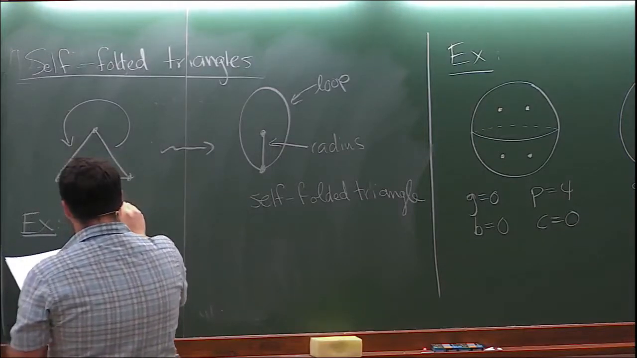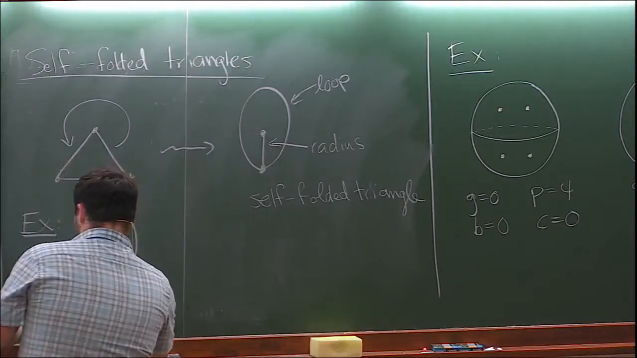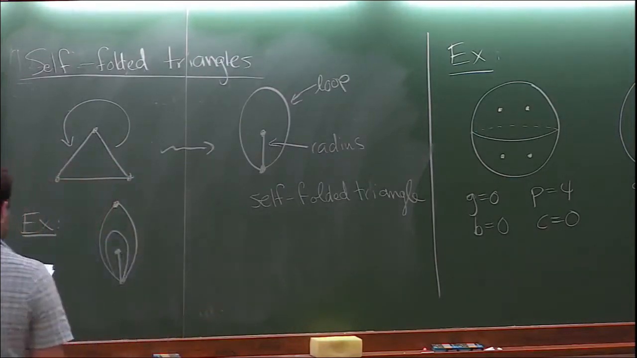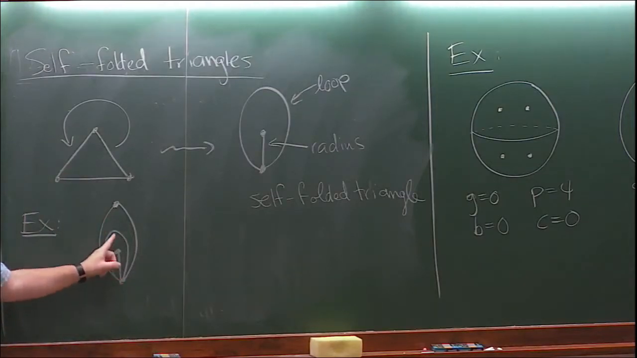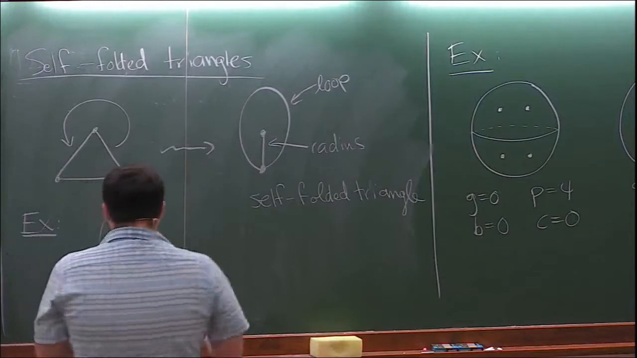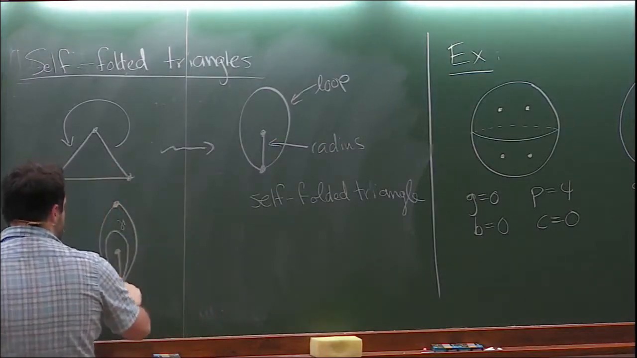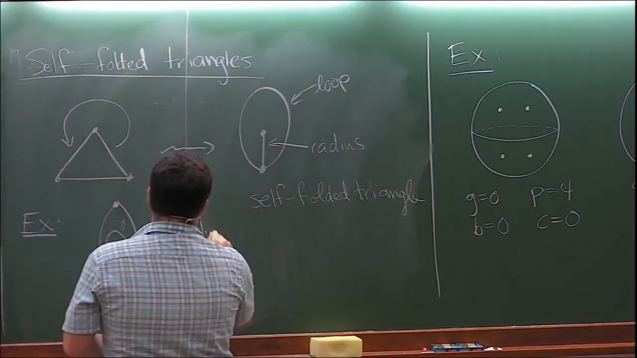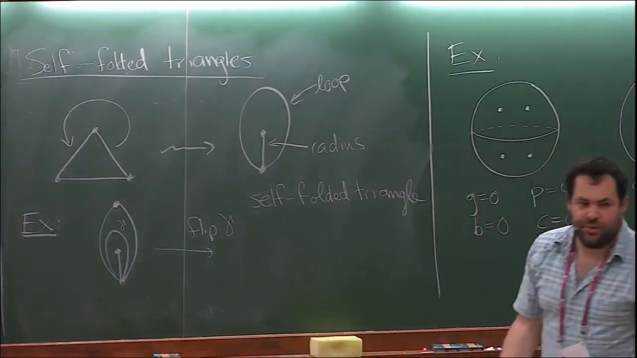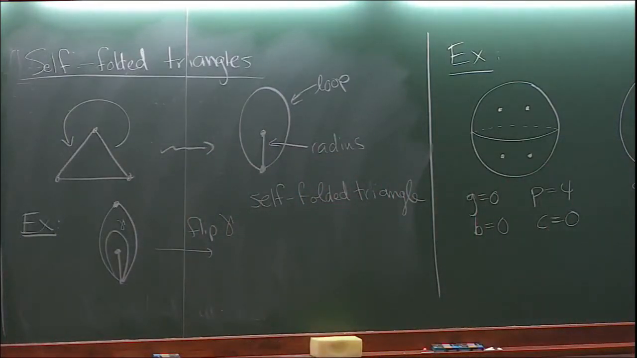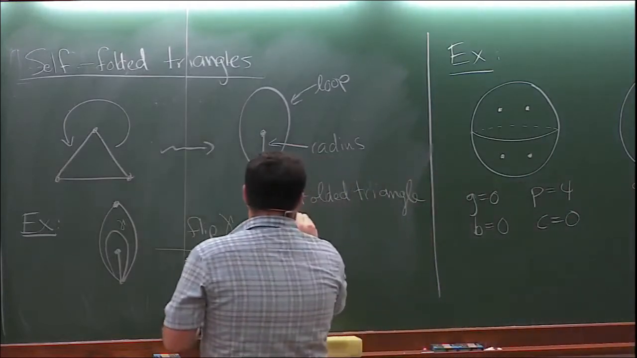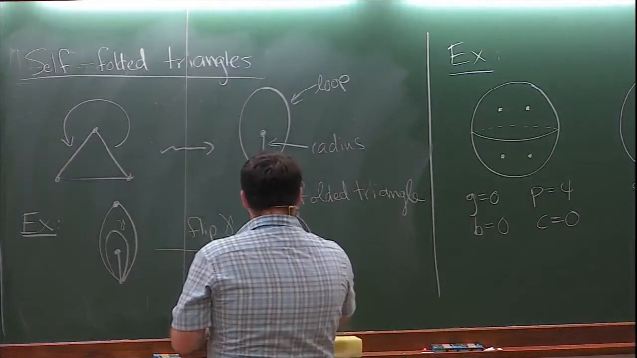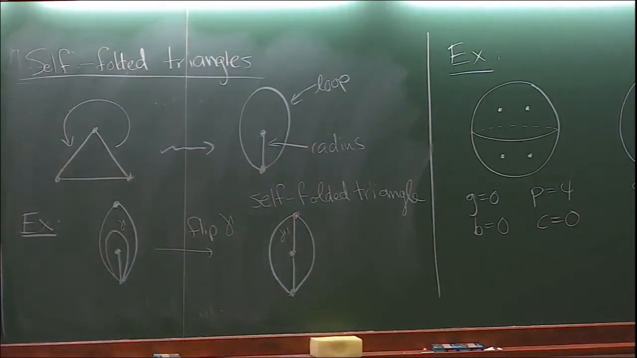So here's an example of flipping one of the arcs inside of here, just to give you another example of flipping. So say I have this self-folded triangle, okay, this one. And say I'll call this loop gamma. All right? So if I want to flip gamma, I replace it with the only other arc that I can to remain a triangulation. And I get this one. Okay?